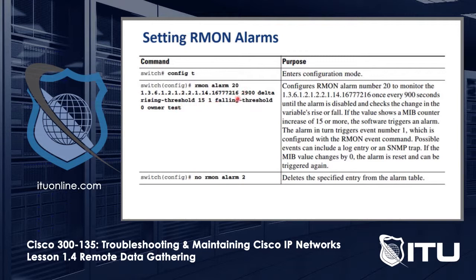Check every X number of seconds until the alarm is disabled, and check for changes in the variables, rise or fall. So the software will trigger an alarm within these thresholds here. So the alarm is going to trigger an event, which we have configured with this RMON command. And we can also possibly set an SNMP trap as well. If we want to turn this off, we could say no rmon alarm. In this case, we're turning off alarm 2 as opposed to alarm 20.